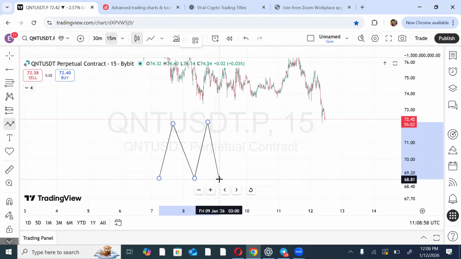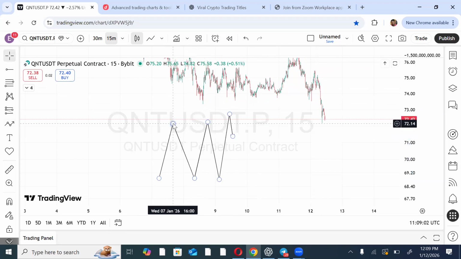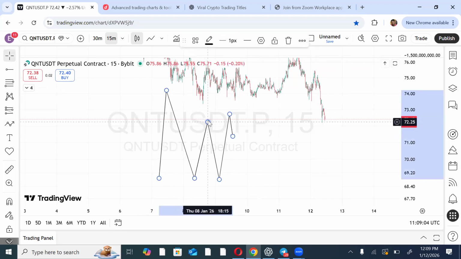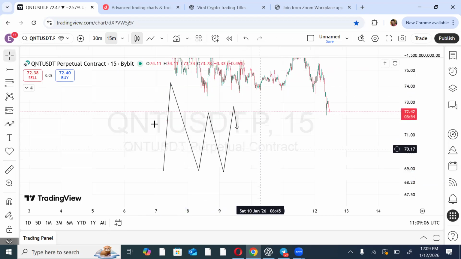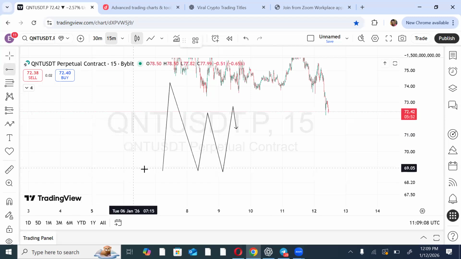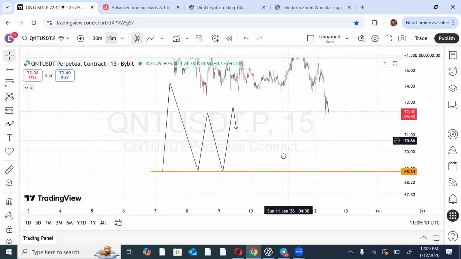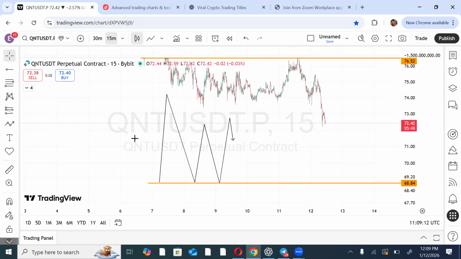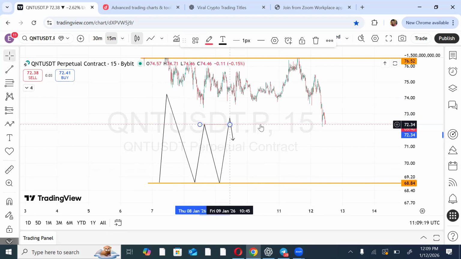Let's say we're in a downtrend, right? And we get this movement. Let's say price is moving downwards and we get a movement like this. We already know now that there's resting liquidity here and we're looking for a sell. How do we know this is a break of structure or a liquidity sweep? This is not a break of structure.